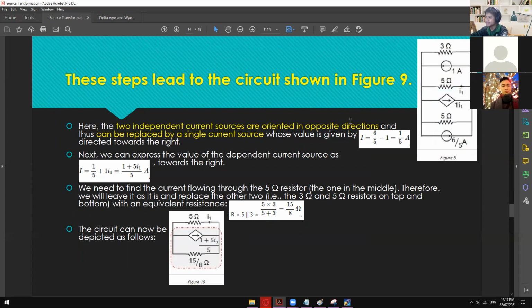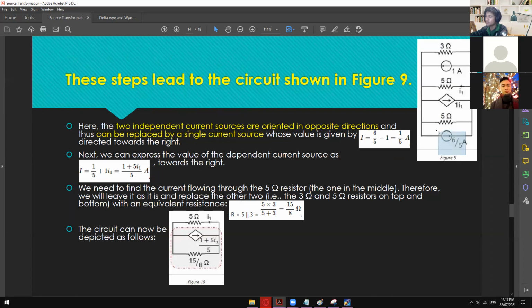So what he did first, according to my presentation right here, is this 1 amp and then 6 over 5 amps. Again, whichever is higher is your first operand. Since 6 over 5 is higher, we have 6 over 5 first, followed by the opposing current, which is 1 ampere. So 6 over 5 minus 1 is 1/5 ampere. And then for this one, you can now combine them as 1.